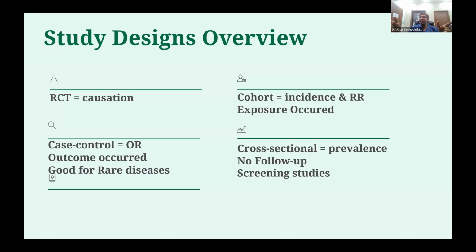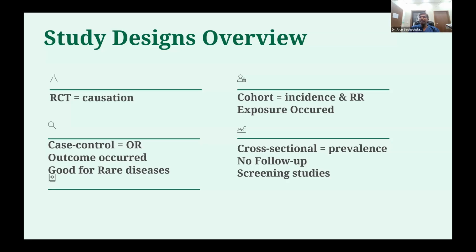But otherwise, when it's common, relapses happen in the initial 2 to 5 years, then cohort is good. Then cross-sectional is where at a point you take the cases and you analyze. So here there is no follow-up. There is one point you see the patient. Okay, you take all the data. So most of the time it is for the screening studies.